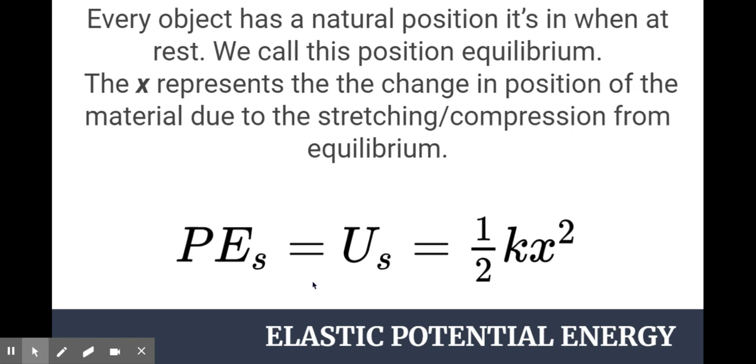All right, let's get into equilibrium and what this X could represent. The natural position of an object when it's at rest is what we call our equilibrium position. So when we see this X, the X represents a change in position away from equilibrium because the material is being stretched or compressed. You have a natural resting position, and then we stretch or compress the object so that it's no longer at that equilibrium position. That displacement from equilibrium is what this X represents.